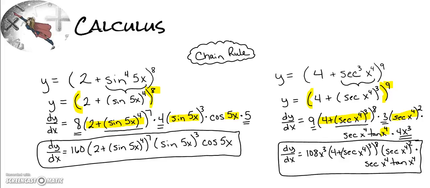So anytime you're doing chain rule, especially with these multiple layer problems, just work your way from the outside in and never change the inside function when you're rewriting it. And that's it.